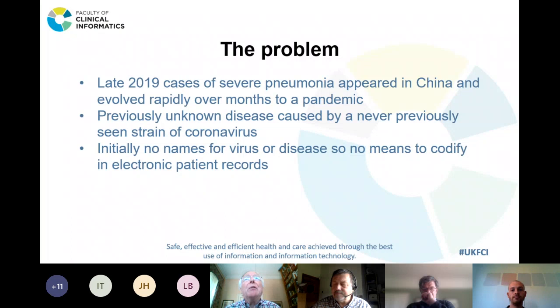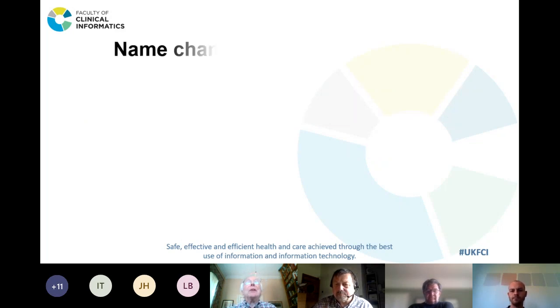So of course, neither the disease nor the virus had any name. And so that caused serious problems from the outset. And we had no means to codify in our electronic patient records. So that was the big problem we had, a rapidly progressing serious problem worldwide, and no easy way to be able to name it and to record it. Can we go on, please, Joe?